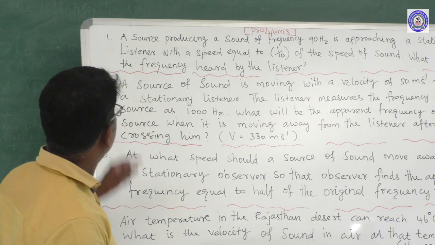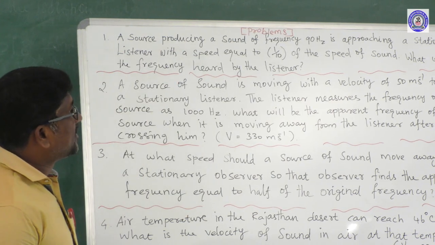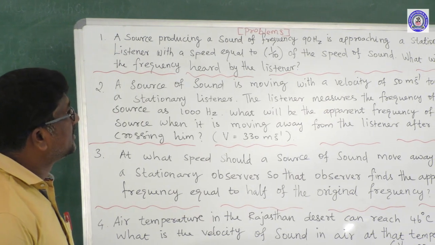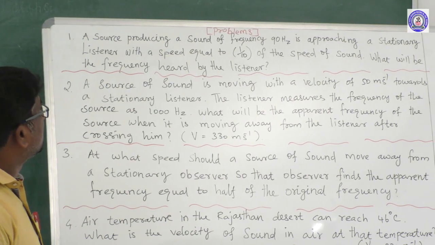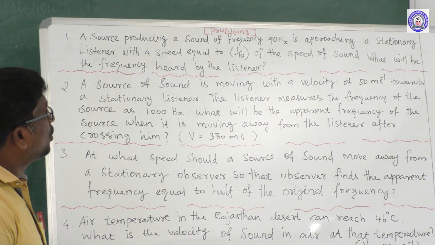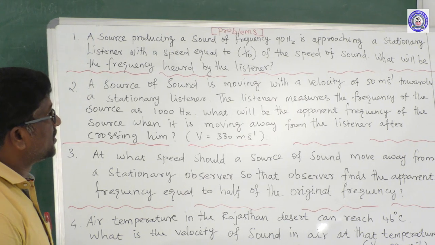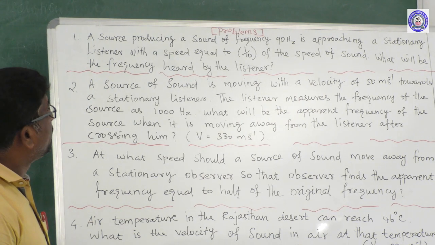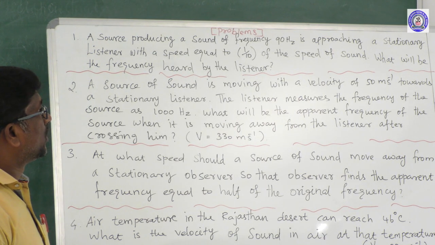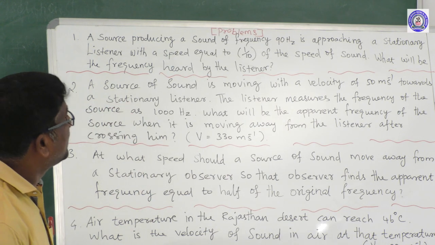First problem. A source producing a sound of frequency 90 Hz is approaching a stationary listener with a speed equal to 1/10 of the speed of the sound. What will be the frequency heard by the listener?